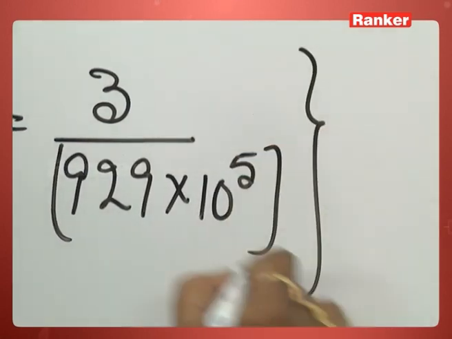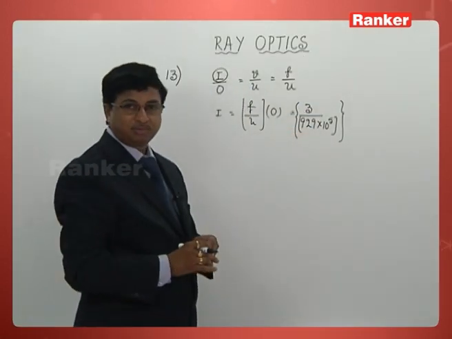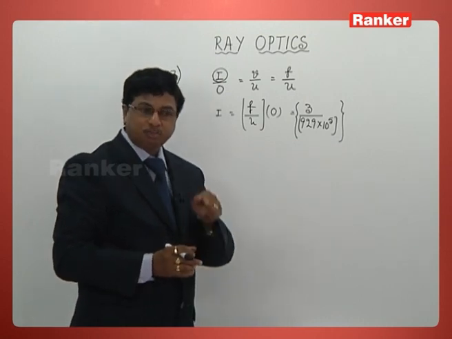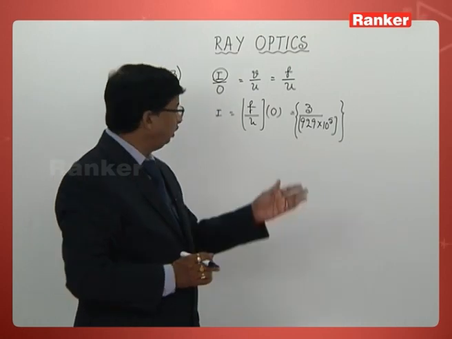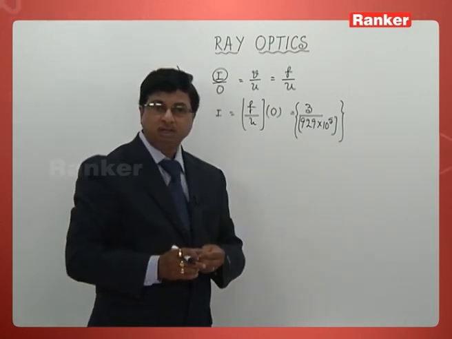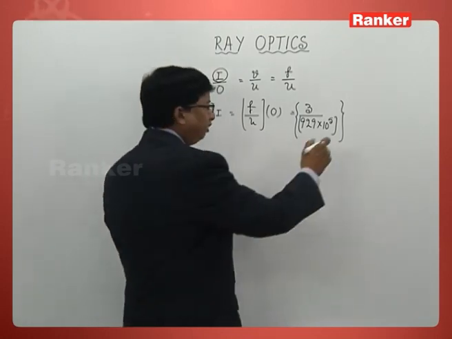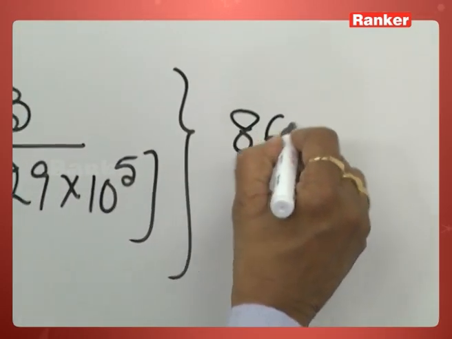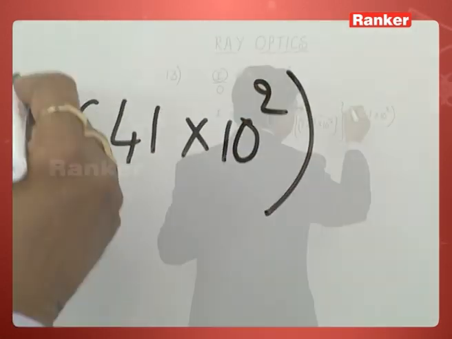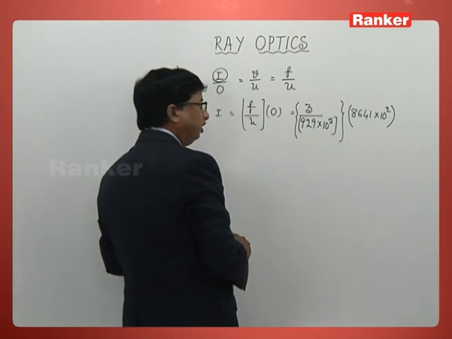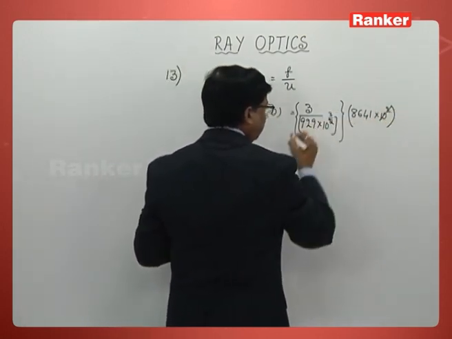Right, whole multiplied by the size of that object. Size of the object, in this particular case, is the diameter of the sun. What is the value of the diameter of the sun given in the beginning? 864100. So you write the same thing as it is, 8641 into 10 square. If you simplify this, this goes 10 cube times.